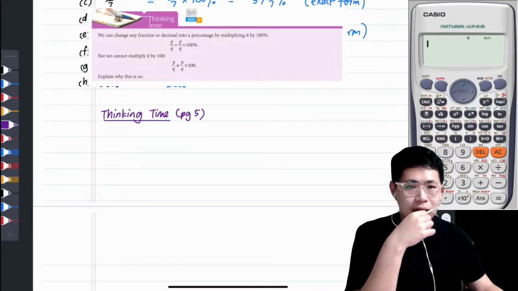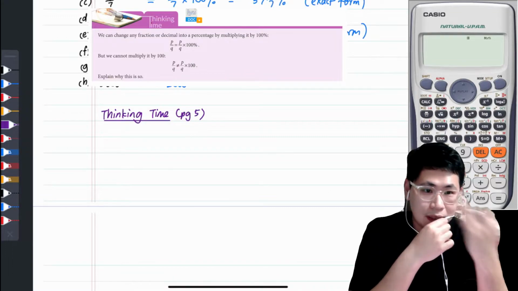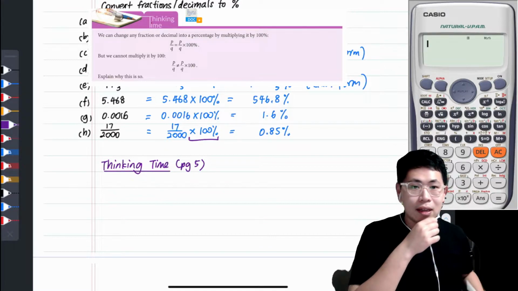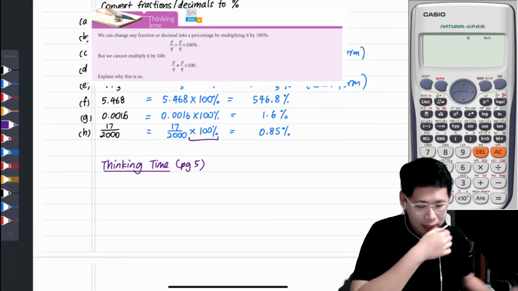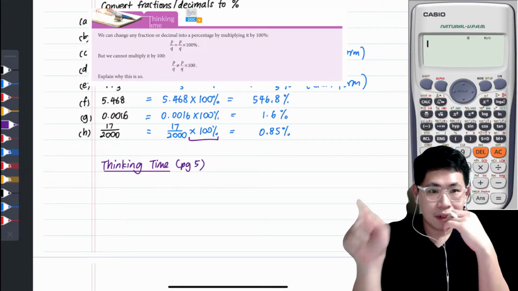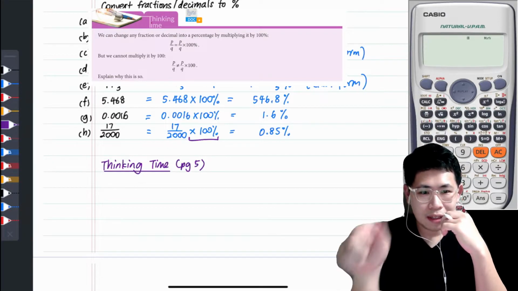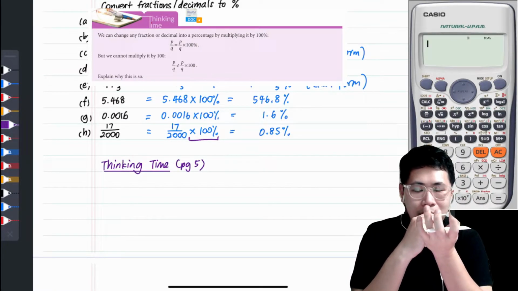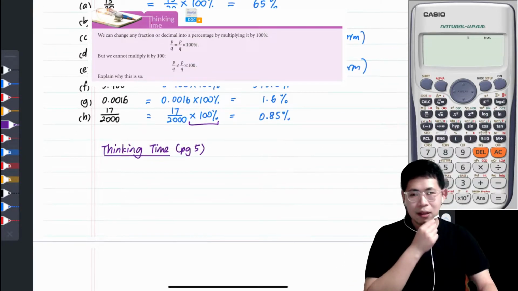What's going on with this thinking time is they claim that we can change any fraction or decimal into a percentage by multiplying by 100, which is what we did over here. But we cannot just multiply it by 100, so explain why this is so. What they gave was P over Q is equal to P over Q times 100%. But P over Q does not equal P over Q times 100. Why is this so? Even though, actually, ignore the percentage sign and leave the percentage sign there.